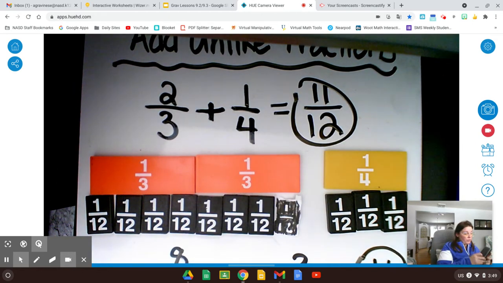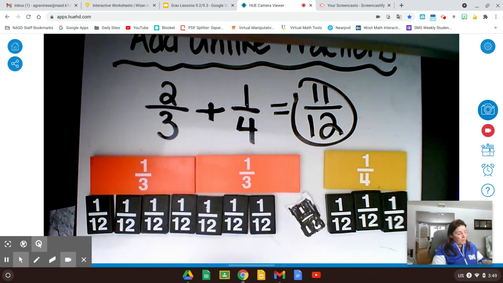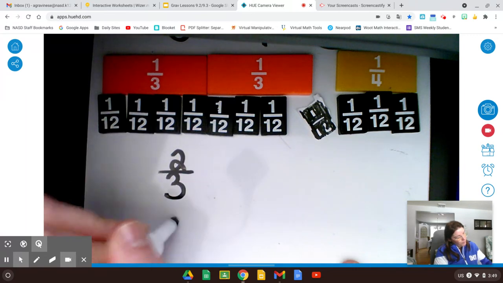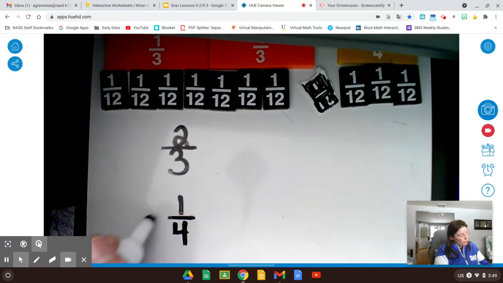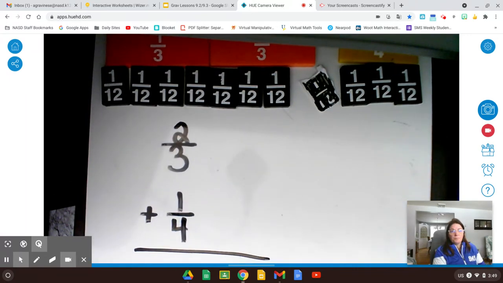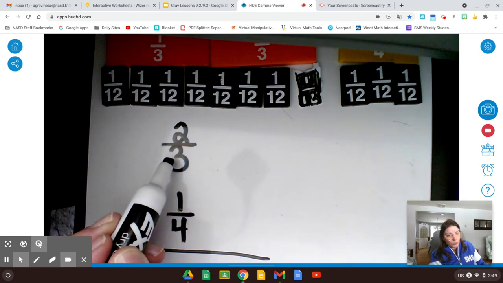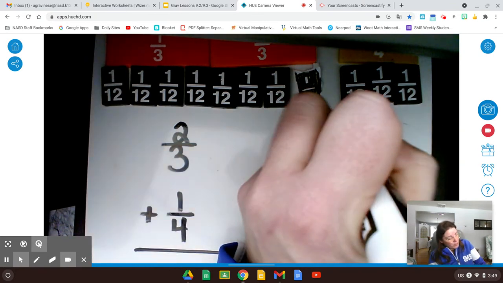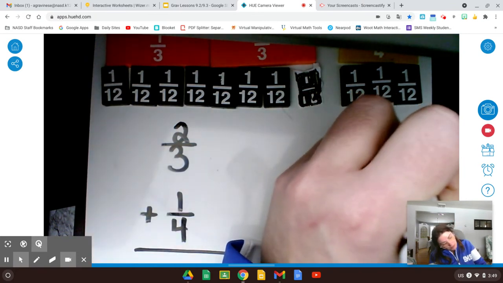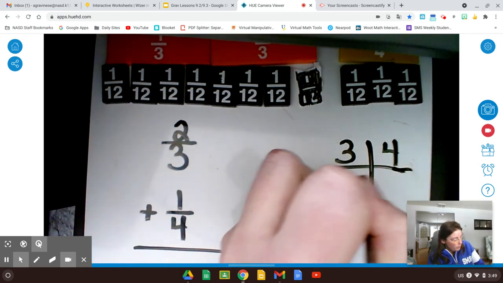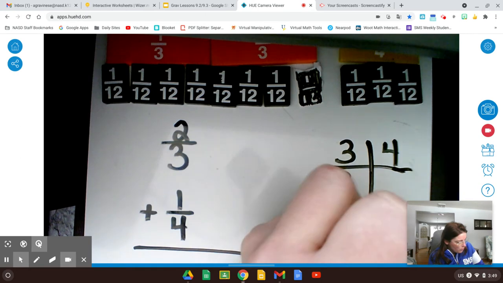How about we do that one with the 5-step plan? Okay. Step 1, stack them. Vertically line them up. 2/3 plus 1/4. Step 2, find a common denominator. I have denominators 3 and 4. So if one of us counts by 3s and the other counts by 4s, what are we going to both say? 3, 6, 9, 12, 15.